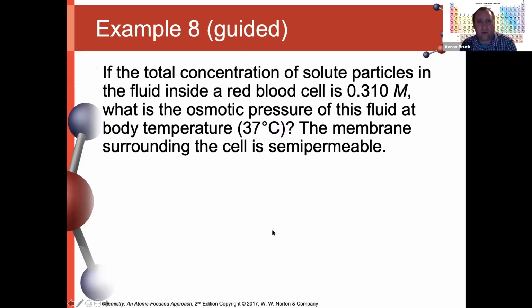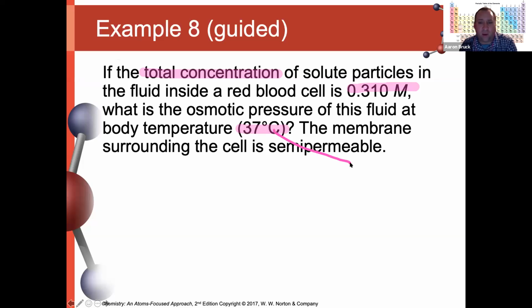Let's look at an example. If the total concentration of solute inside of a red blood cell is 0.310 molar, what is the osmotic pressure at body temperature? Okay, so important things to know here. This is total concentration, so we don't have to worry about any van 't Hoff factor. It's already been accounted for here.